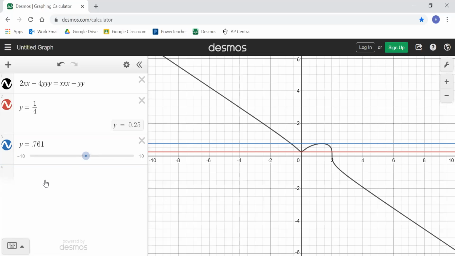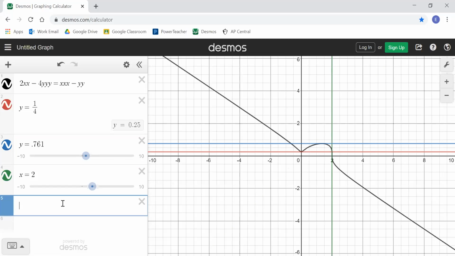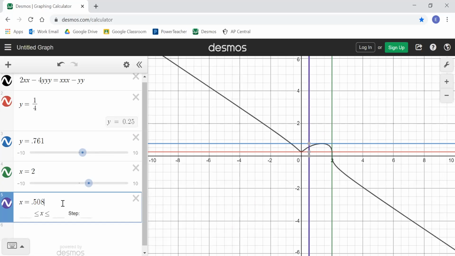And what about our vertical ones? We should have had, how many of those did we have? We had x equals 2 was one of them, right? So that's that one. And do we have another one or no? X equals 0.5089. That doesn't seem right. That one doesn't work.